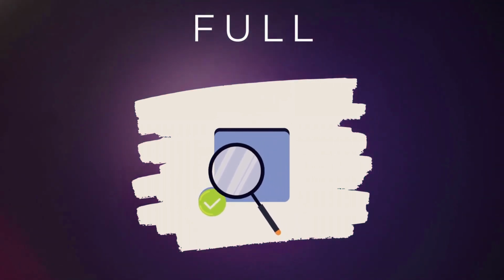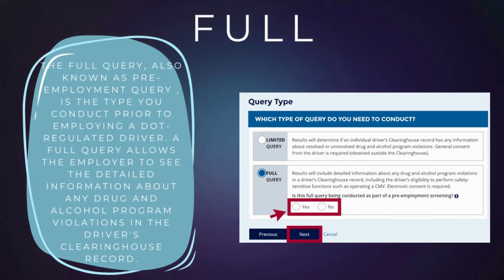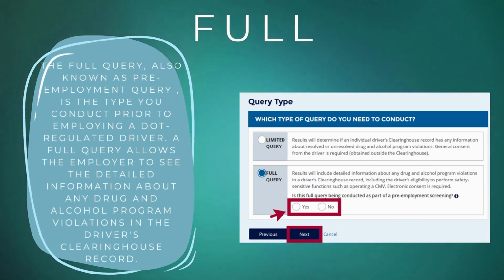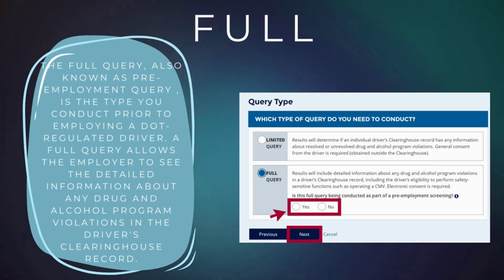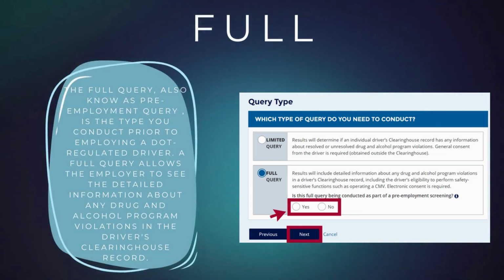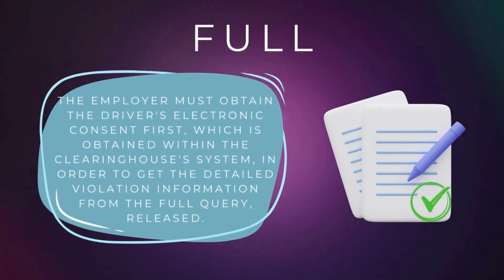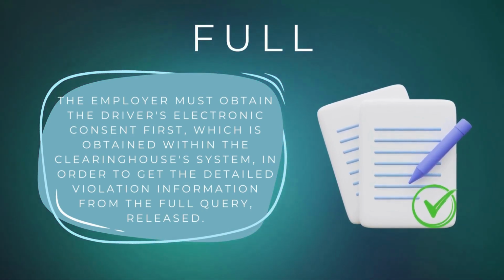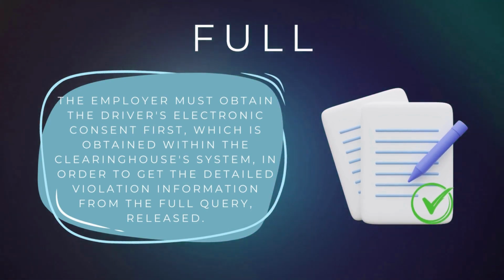Full query. The full query, also known as the pre-employment query, is the type you conduct prior to employing a DOT-regulated driver. A full query allows the employer to see the detailed information about any drug and alcohol program violations in the driver's clearinghouse record. The employer must obtain the driver's electronic consent first, which is obtained within the clearinghouse's system, in order to get the detailed violation information from the full query released.